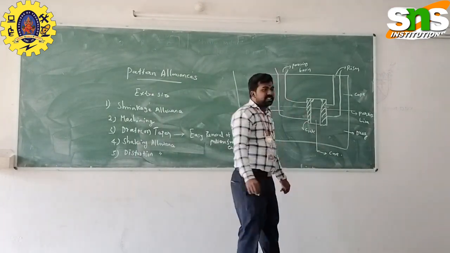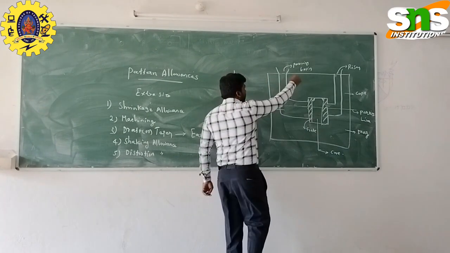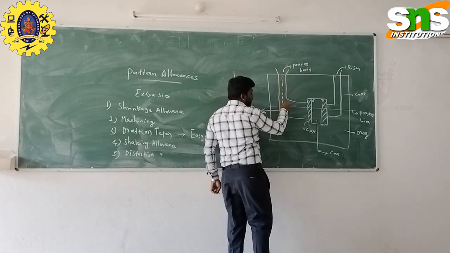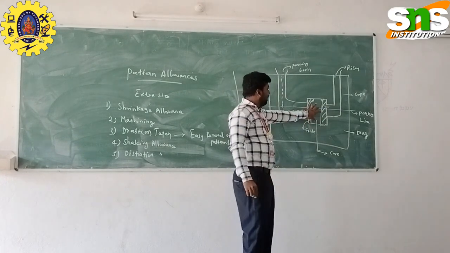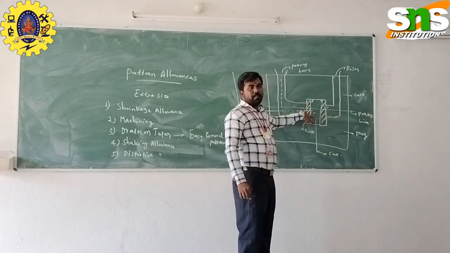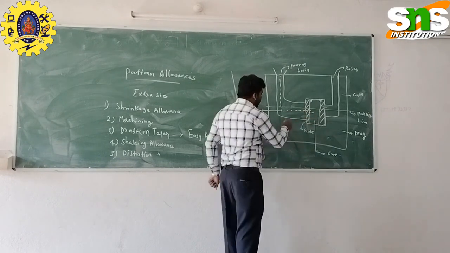So the runner is the horizontal passage. From the pouring basin, we can pour the molten metal. So through the runner, it enters into the mold cavity. This is the mold cavity. The gate is nothing but the opening of the mold cavity.